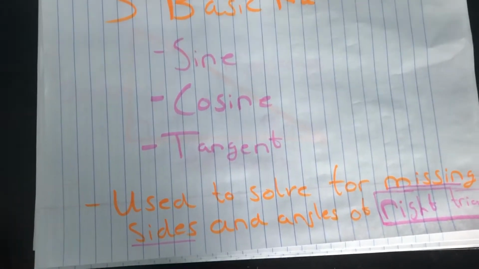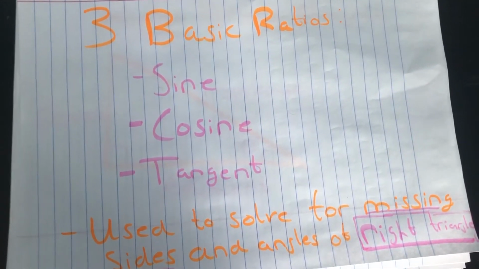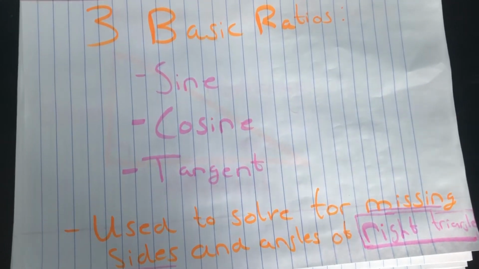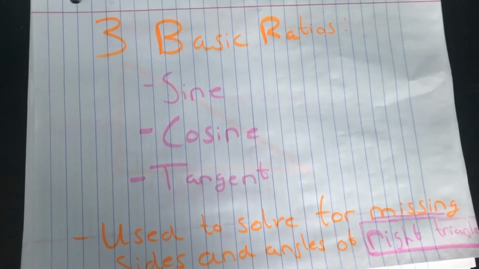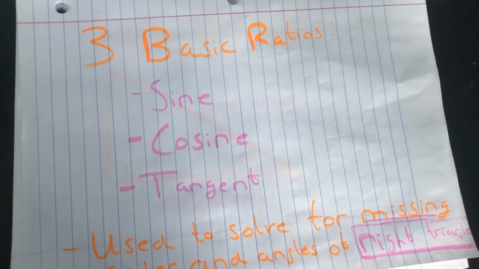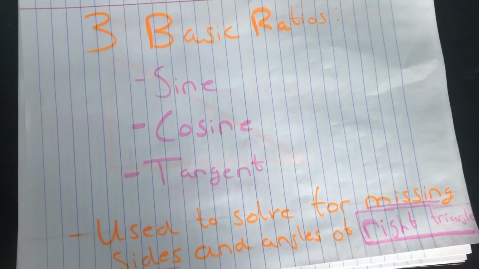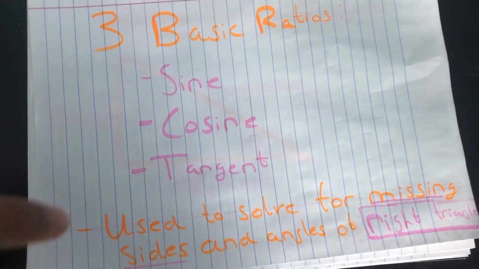So first off, these trigonometric ratios allow us to find missing sides of a right triangle and missing angles. This is only for a right triangle, remember that. And another key point is, regardless of the size of the triangle, these ratios will hold true for any right triangle. These three ratios are sine, cosine, tangent.